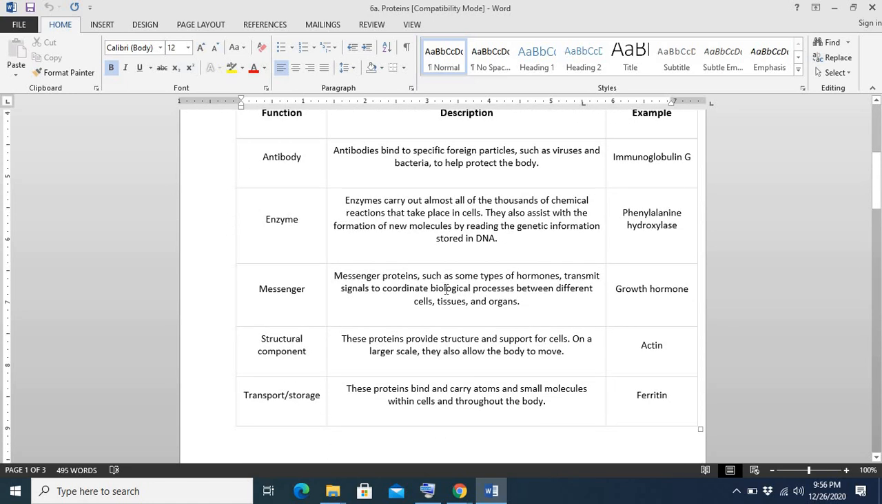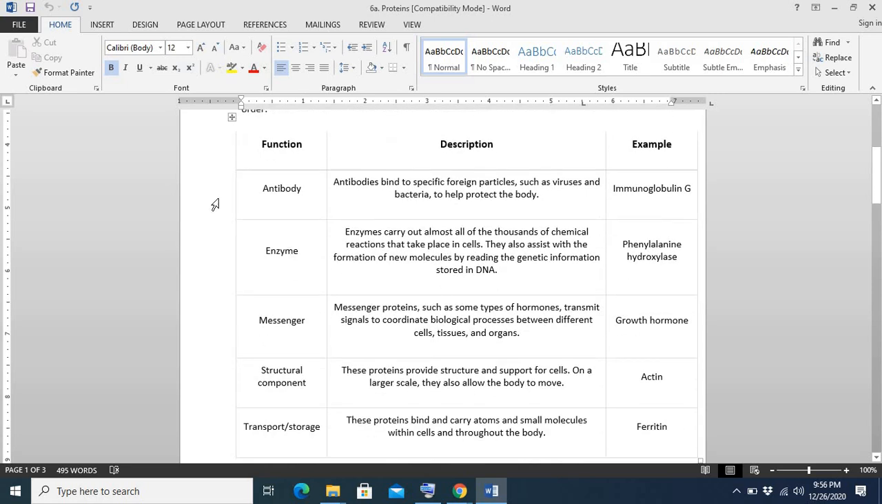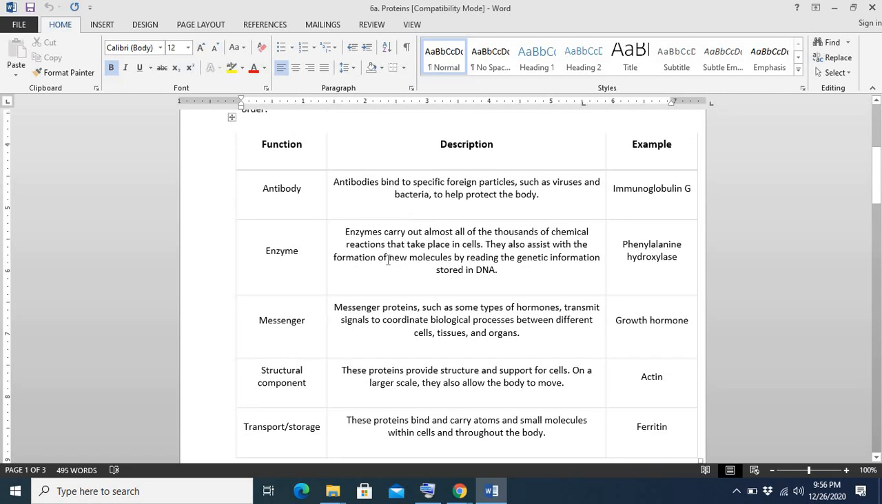Now we will see what functions protein can perform in our body. Actually, protein can act in our body as antibody. They can perform catalysis like enzymes. They can be used as messengers, and they can perform structural functions in our body, and they can store or transport different nutrients in our body.